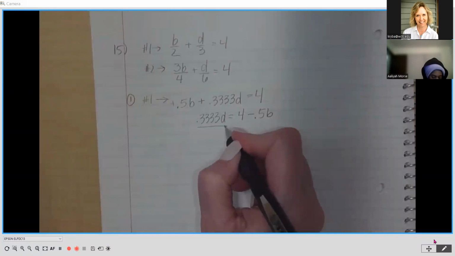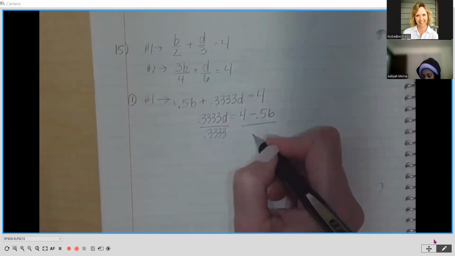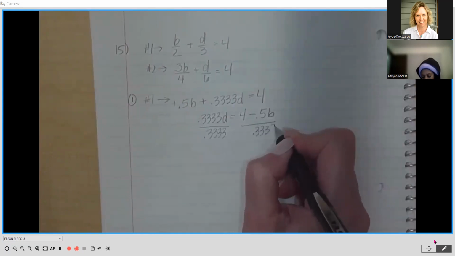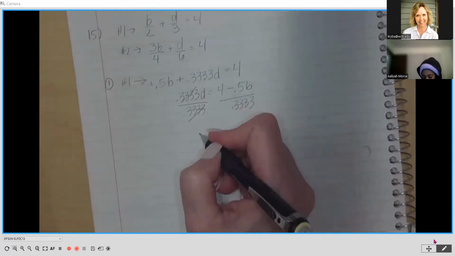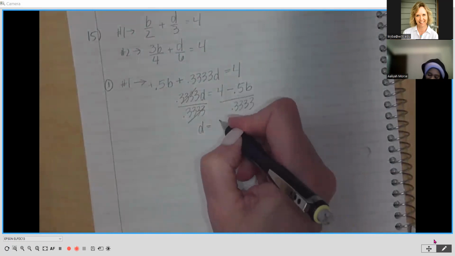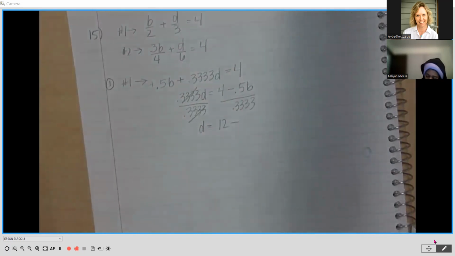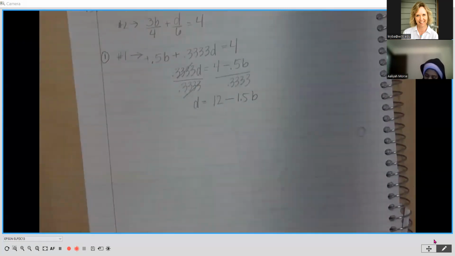And then we're going to divide both sides by 1/3, which is multiplying by 3, right? So this is going to cancel on this side. D is going to be equal to, so it's going to be 12 minus 1.5 times B. Okay.